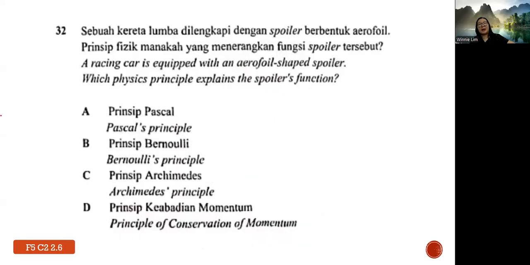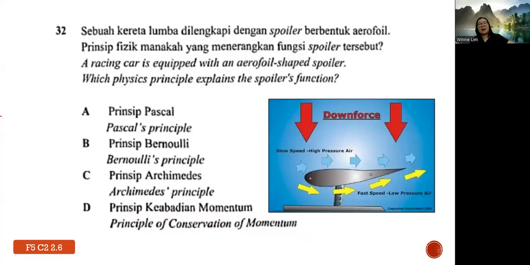32. A racing car is equipped with an aerofoil-shaped spoiler. Which physics principle explains the spoiler function? The spoiler is actually an inverted aerofoil. When you all learn this, the idea is under Bernoulli principle. So the inverted aerofoil idea is to produce downward force. If it is an aerofoil, the wing of the plane, it causes a lifting force, right?